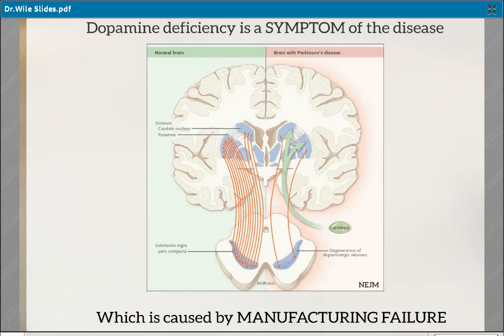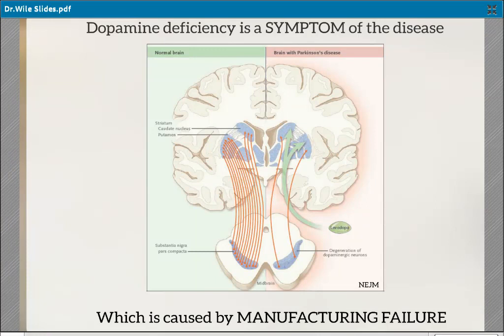There's a bit of a problem with how the diagram depicts the medication levodopa working, because levodopa doesn't just go directly to the basal ganglia. It actually is taken up by the surviving cells. So these cells that are left take levodopa, turn it into dopamine and release it. I'll talk more about levodopa later on, but this is the idea.